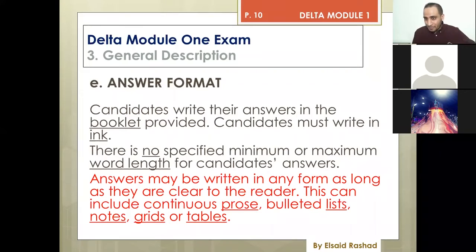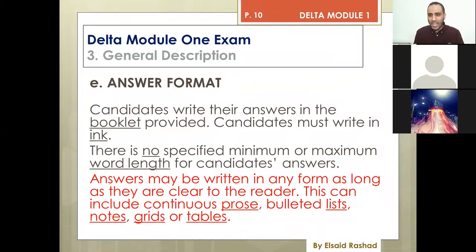The answer format, and this is quite important, you will be given a booklet, okay? You need to write your answers in the booklet, and you need to use a pen. You can't use a pencil, okay? You need to write in ink. That's really important to know. And about the word count, there is no specific word count for the Delta Module 1 exam. So you can write 3,000 words in one paper, or you can write 1,000. It doesn't much matter, you just need to answer the questions.